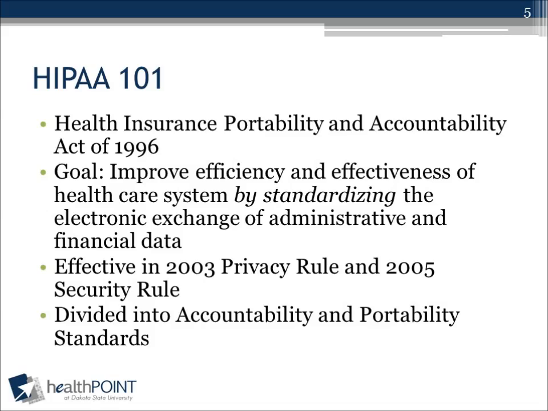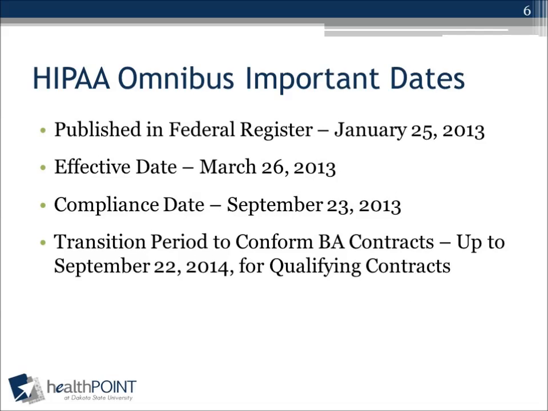Now, the two rules that we're talking about: the privacy rule was effective April of 2003, and the security rule was effective April of 2005 as well. Now, we've had some new changes with the HITECH Act. There were the HIPAA Omnibus rules and some important dates that you should know. They were published in the Federal Register in January of 2013. The effective date was March of 2013, and we should have been compliant September 23rd of 2013.